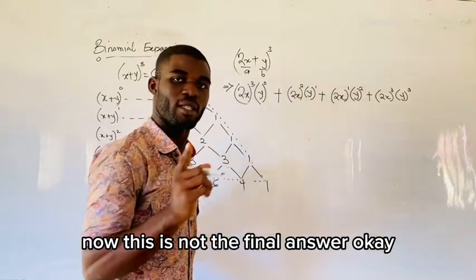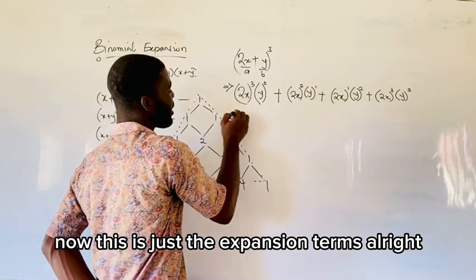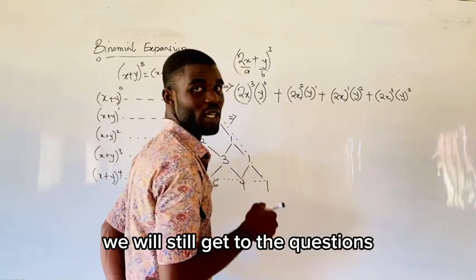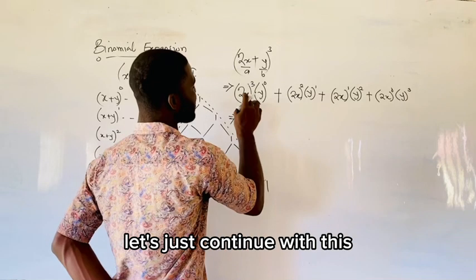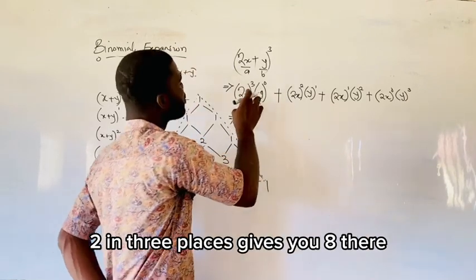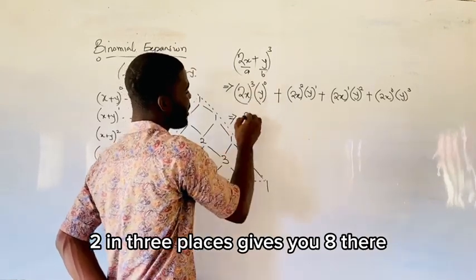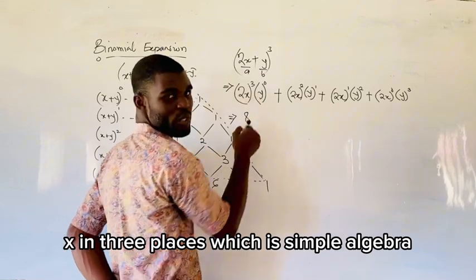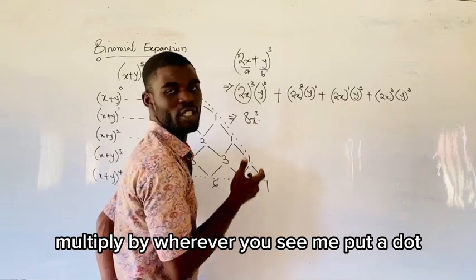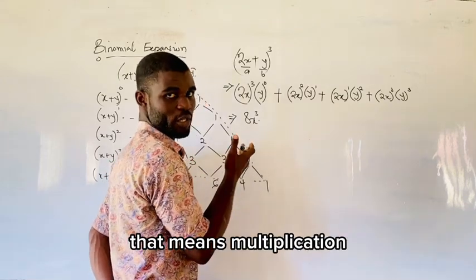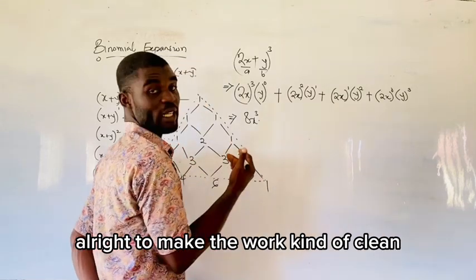Now, this is not the final answer. This is just the expansion terms. We will still get to the coefficients. I think we will not bust your head too much. Let's just continue with this. Now, (2x) to the power of 3, 2 in 3 places gives you 8 here. x in 3 places, which is simple algebra, gives you x cubed, multiplied by, wherever you see me put a dot, that means multiplication, to make the work kind of clean.